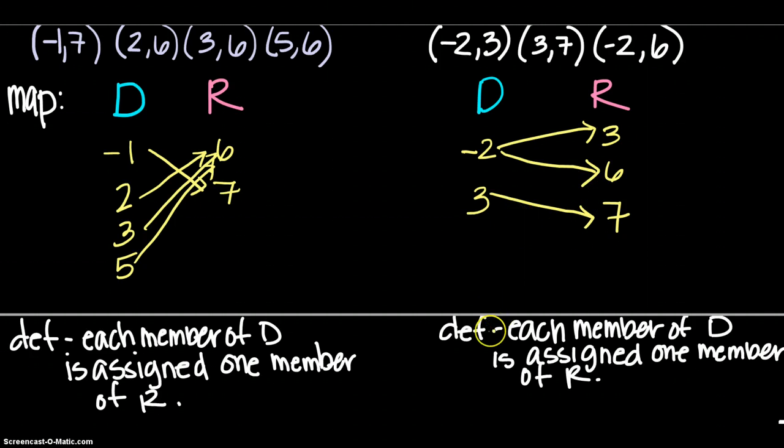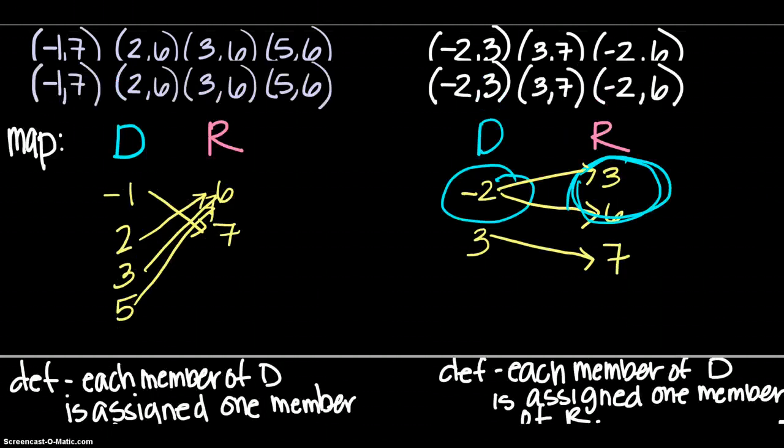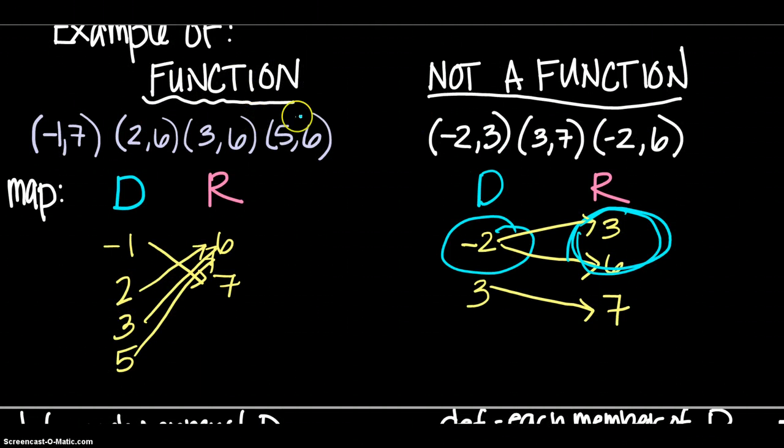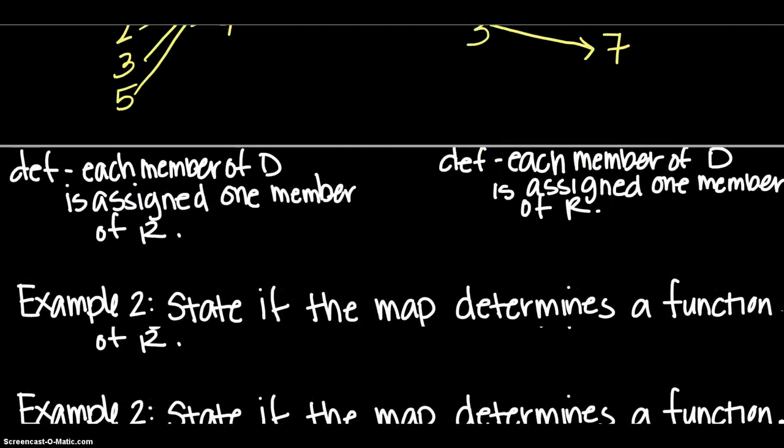Okay, so if we look at our definition, each member of D, the domain, is assigned one member of R. If we look at the -2 right here, it has two members of the range assigned to it. So this one is not a function. So the first one is a function, this one is not a function. So let's look at some examples.